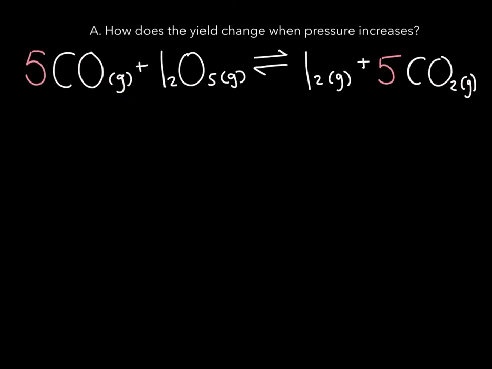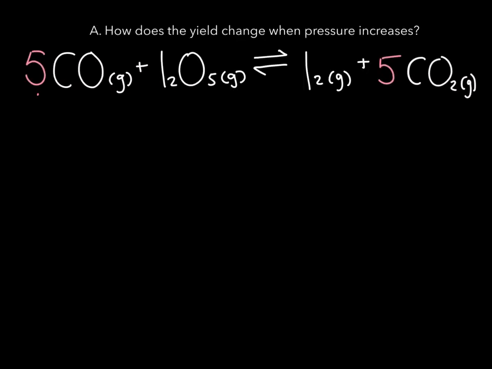So let's go ahead and start this problem. Part A. How does the yield change when the pressure increases? So the reaction is going to shift to reduce the total number of moles per unit volume. Because the number of moles are the same on both sides of the reaction, no change in equilibrium is going to occur. So we're just looking at the coefficients in the balanced equation.